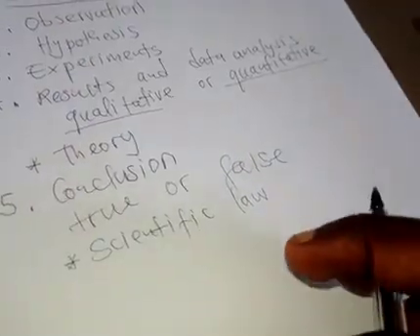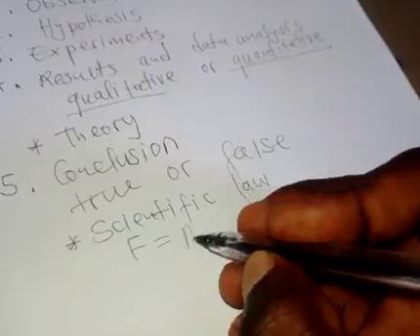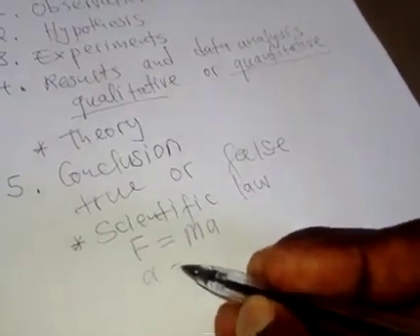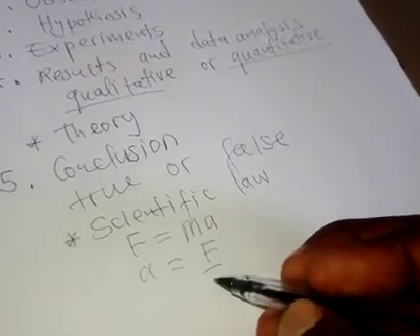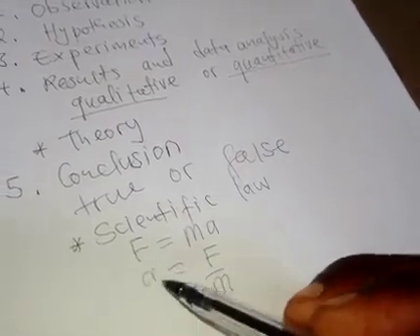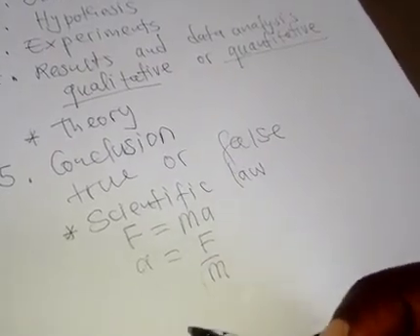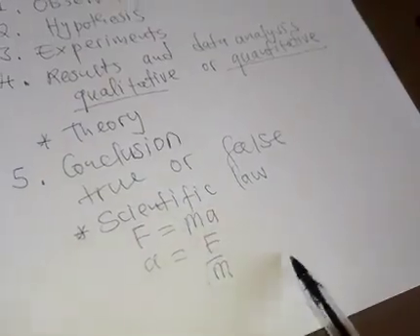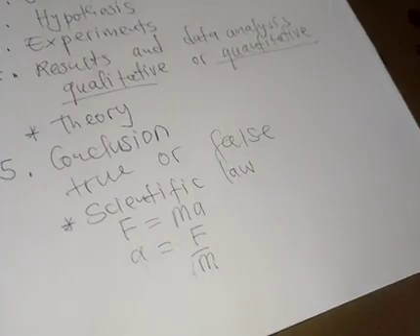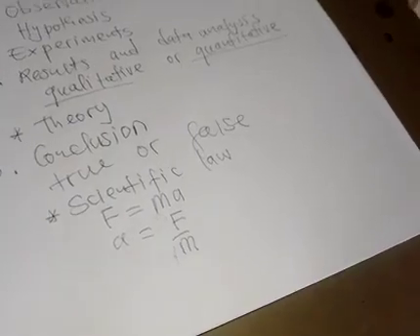For example, if you talk about Newton's second law of motion, force is equal to what? Mass times acceleration. Making acceleration the subject of the formula, acceleration is equal to what? Force over mass. What does this mean? It simply means that acceleration, linear acceleration, is directly proportional to force and inversely proportional to what? To mass. So this remains what? The same. This law remains the same as long as the conditions are not changed.